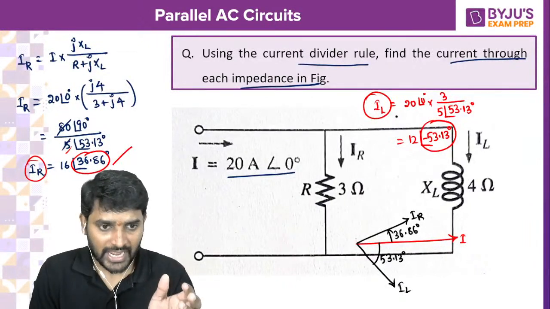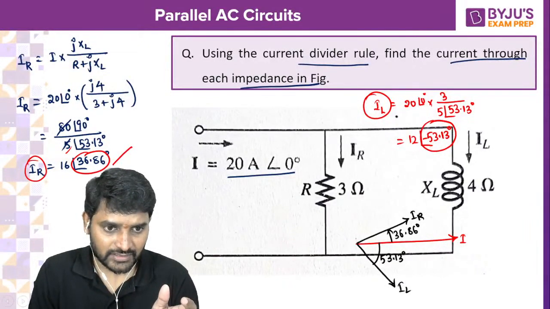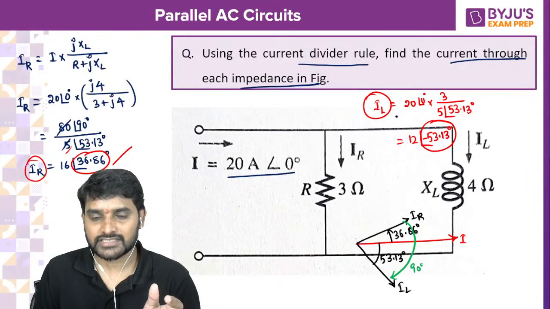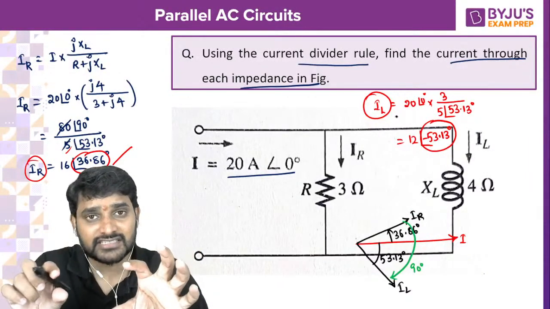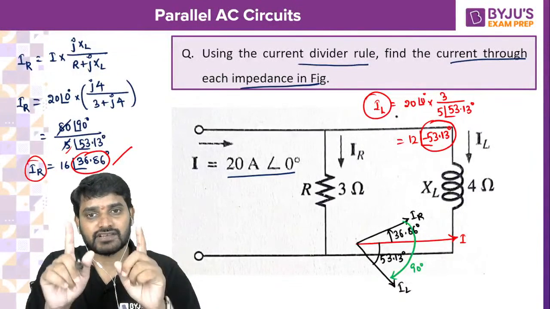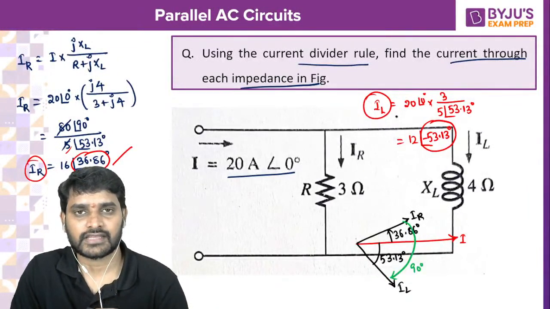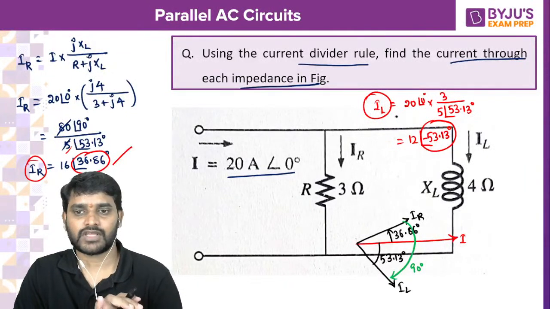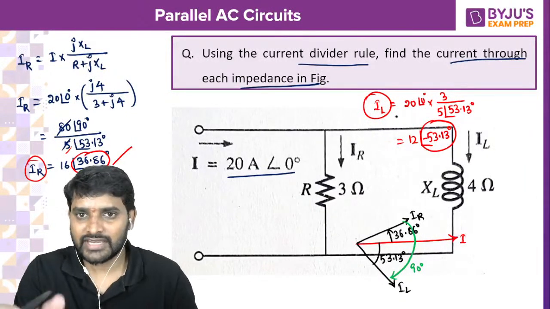Now you add the angle between the resistive current and the inductive current. You are going to get 90 degrees. The angle between the resistive current and the inductive current will be absolutely 90 degrees, no doubt at all. So you can cross-check like that also.